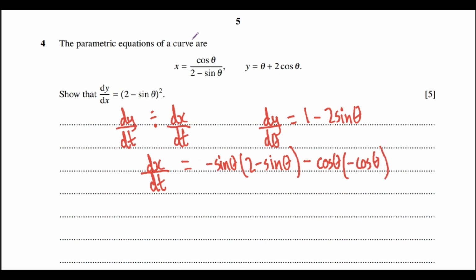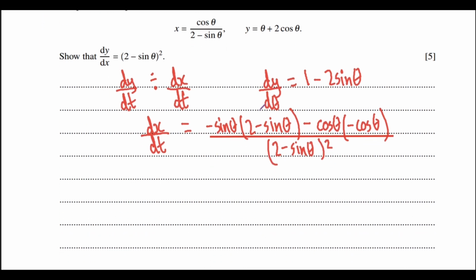And then of course all of this is divided by the denominator squared, which is 2 minus sine theta, all squared. Okay, so we have a start. So what do we do? Let's simplify this first.